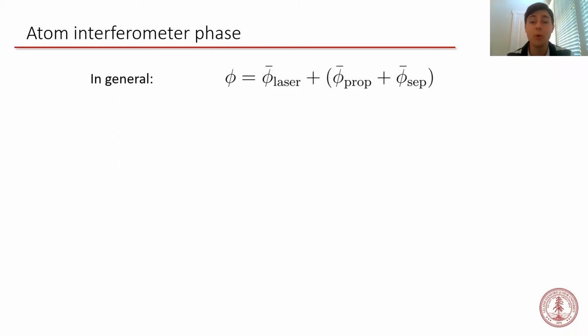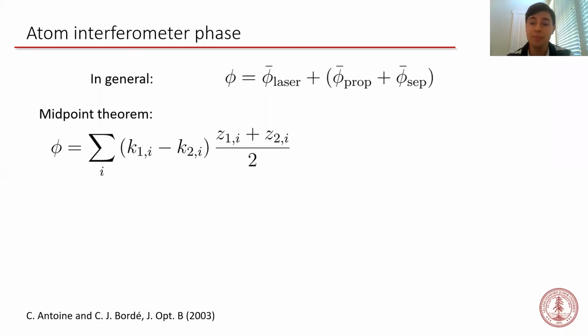In that case, there's an important result called Bourdais' midpoint theorem, stating that we can write the full interferometer phase as a sum of phase shifts arising from each atom-light interaction. The phase is then given by this expression, where this term is the laser wave vector difference applied to the two arms by each light pulse. This term represents the midpoint position of the interferometer during the pulse, and the sum is taken over the I atom-light interactions. This expression may look a little complicated the first time you see it, but it makes the calculation of the interferometer phase very easy.